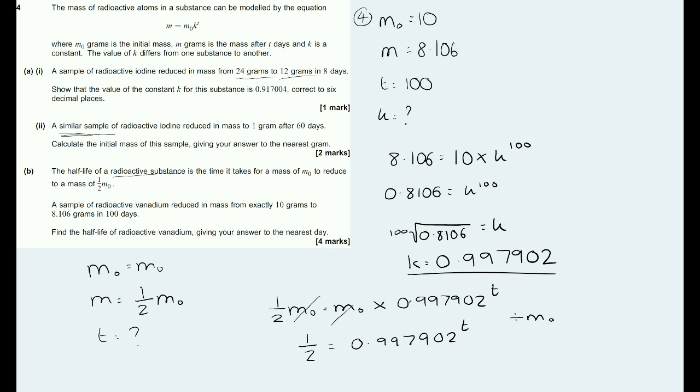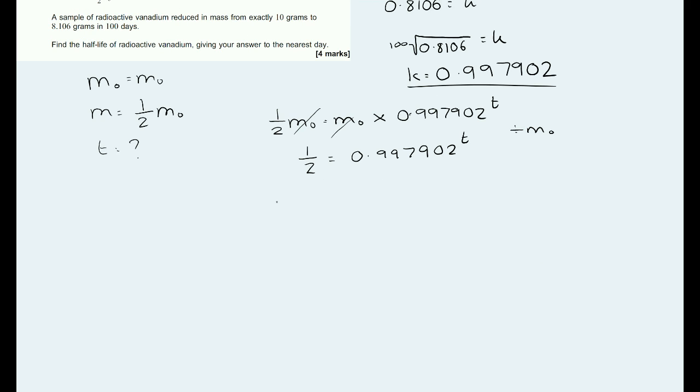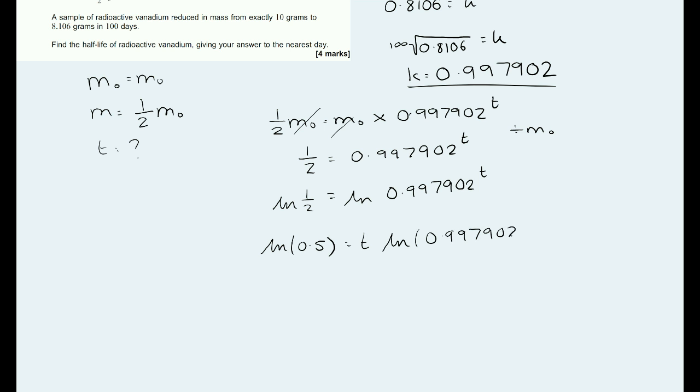I'm just going to scroll to give myself a bit more room. Actually, I'm going to take ln because it's an easier button. So ln of a half equals the ln of 0.997902 to the t. The third law of logs says that the t can come to the front. So I've got ln of a half equals t ln of 0.997902. And then finally, t is going to be the division of those two logarithms.